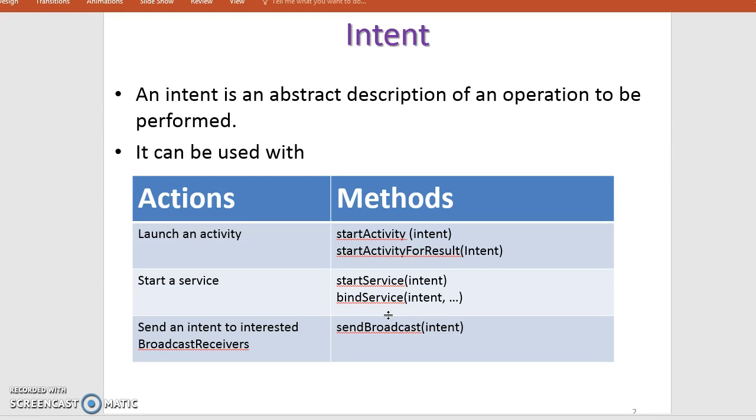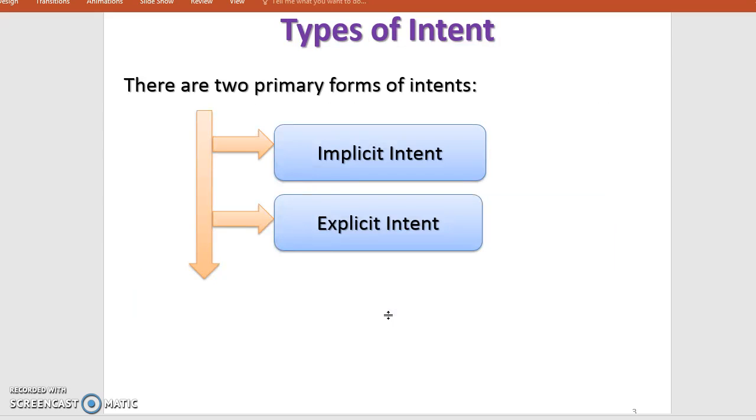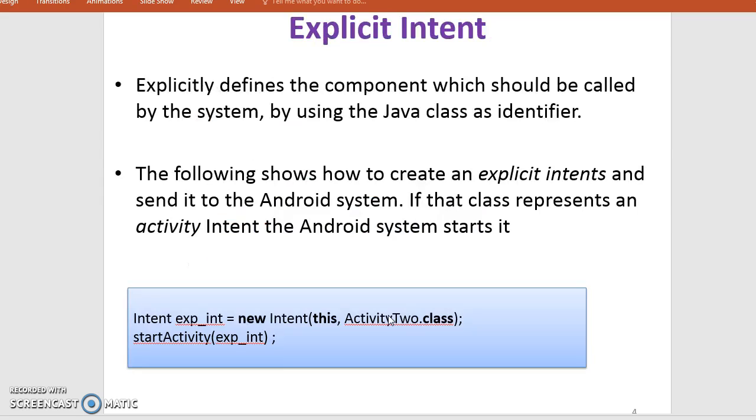Okay, so let's go ahead. There are two different kinds of intents. One is the implicit intent, another is the explicit intent. Implicit means that the order is already given, actually. And in the case of explicit intent, we define it by the name.